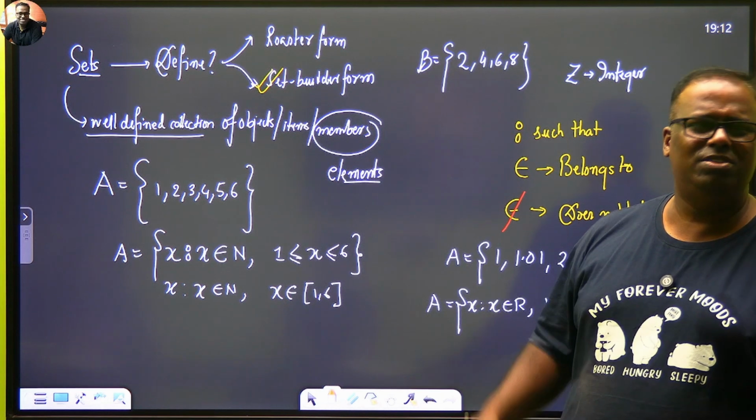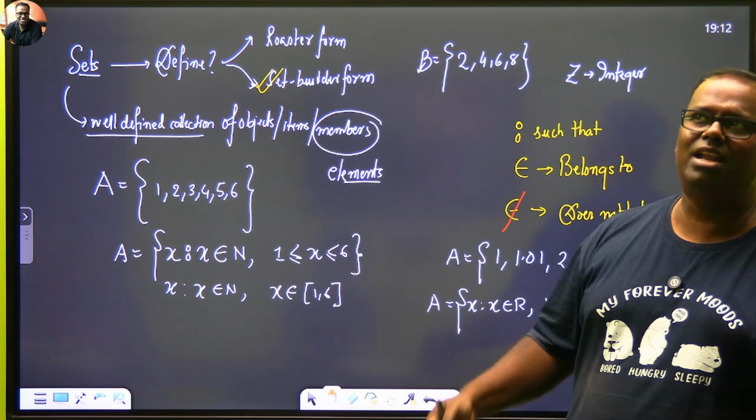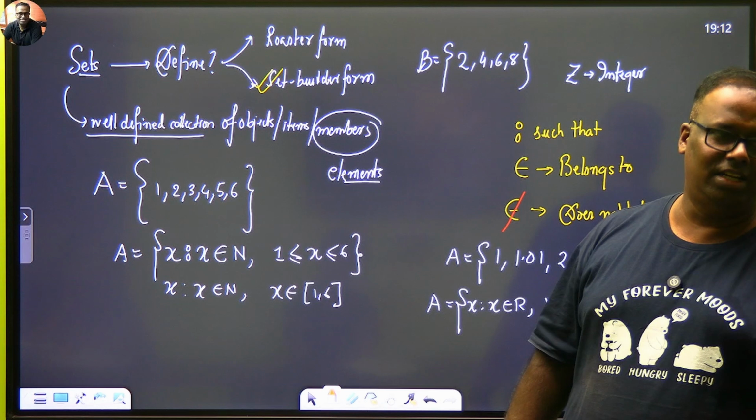No, we don't write P. We generally mention it's a prime number. N, R, Z, these are taken as standard.